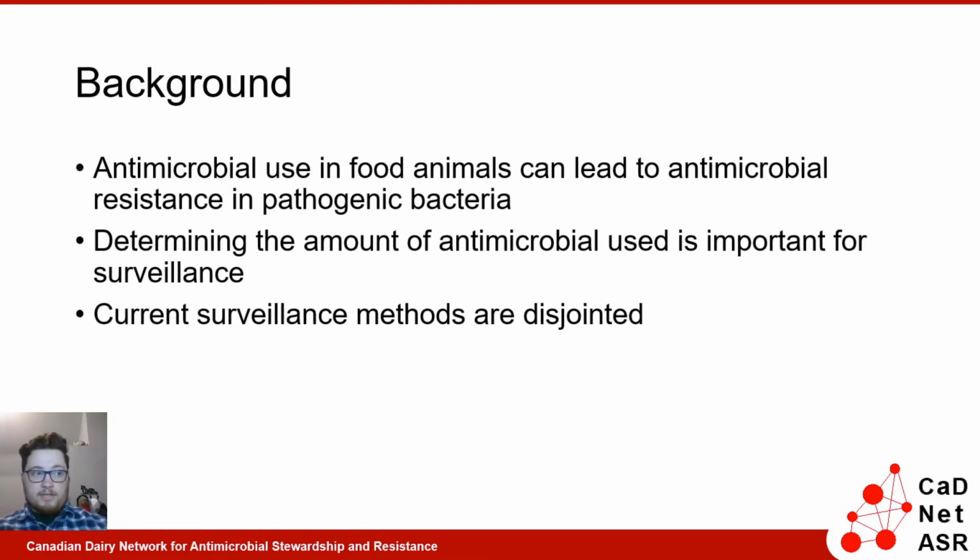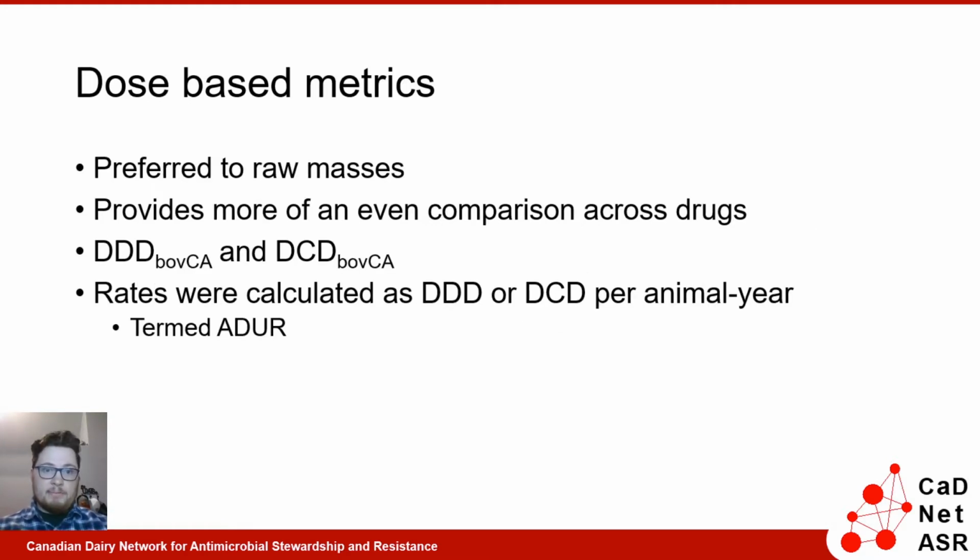Our current surveillance methods for chicken and poultry and pork are quite good, but when it comes to cattle, these are lacking. So that's where this work comes in. I'm going to talk a lot about dose-based metrics through this presentation. These are preferred to raw masses because they allow for more even comparisons between drugs because it can take a different mass of a drug to lead to the same effect, just depending on how that drug works.